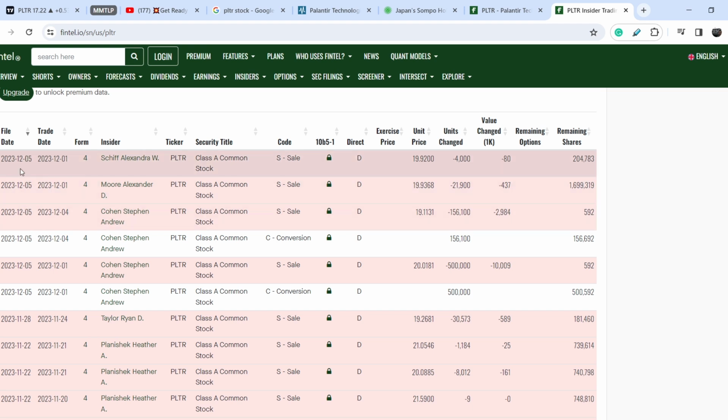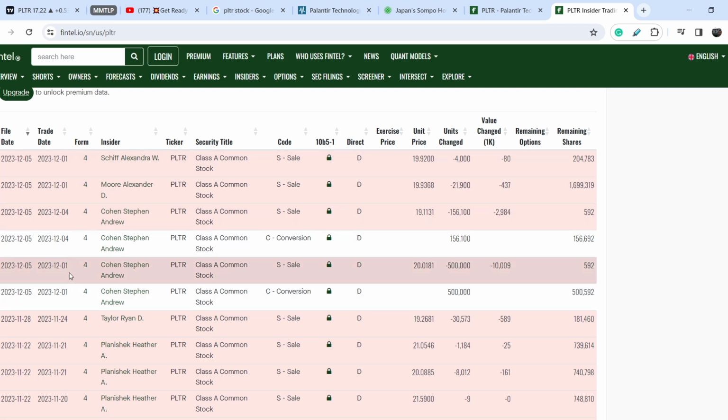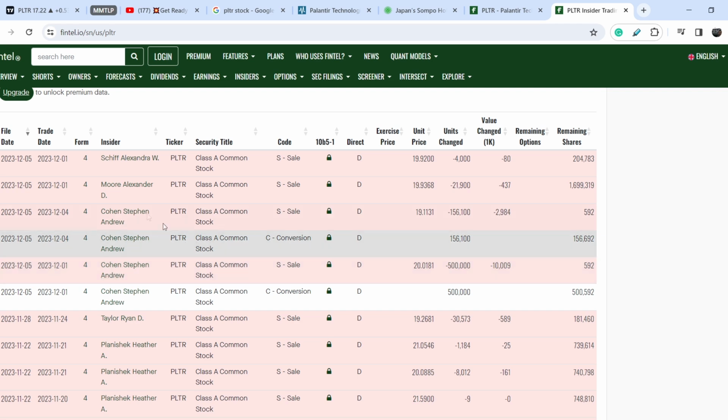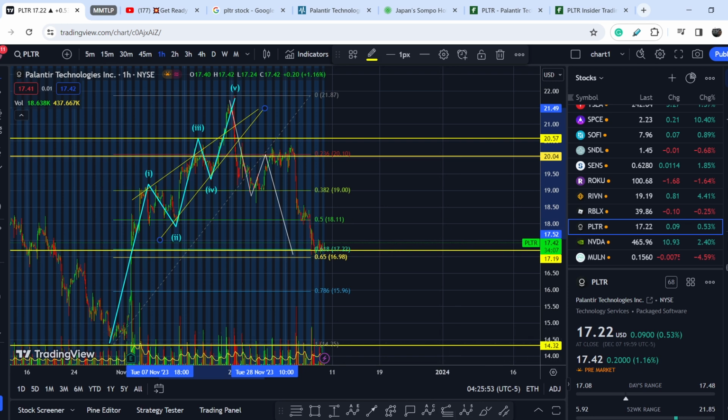From December the 5th, we have several filings, and the majority of them are the sale of their shares. Stephen Cohen sold some of his shares, and Alexander Moore also sold some of his shares. They still have a quite substantial number of shares, but these actions in general are not positive actions. That is why you have to be cautious, and let's continue with the technical analysis.